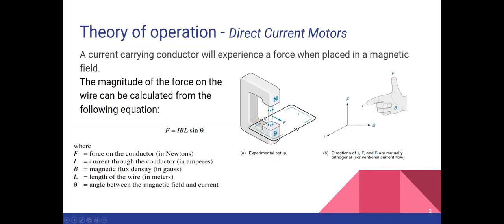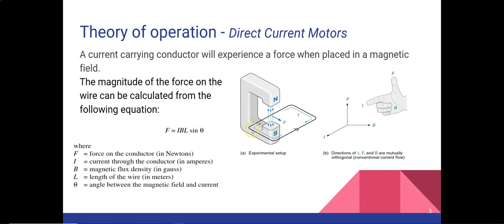Now let's understand the theory of operation of DC motors. The DC motor converts direct current into mechanical work, and it works on the principle of Lorentz law, which states that when a current carrying conductor is placed in a magnetic field, then a force is induced on it. As you can see here, this is the experimental setup where a magnet is there, and under the magnet we have a conductor, and in this conductor we are supplying power. With the help of this power, the current will start flowing into this conductor wire.